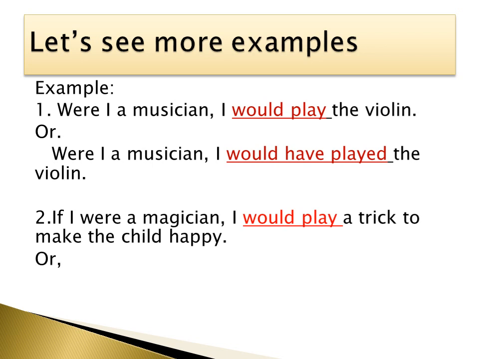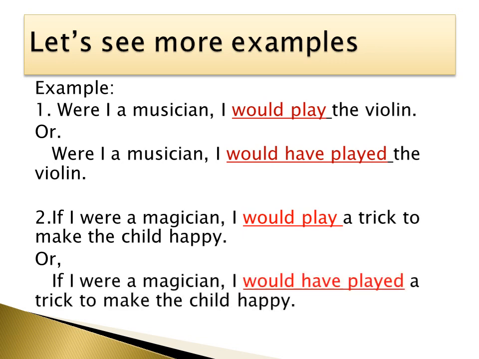Let us see another example. If I were a magician, I would play a trick to make the child happy. Or, if I were a magician, I would have played a trick to make the child happy. So, I hope you have understood that when there is were in the if clause of a sentence, you can write it in second condition or you can write it in third condition. It's up to you.